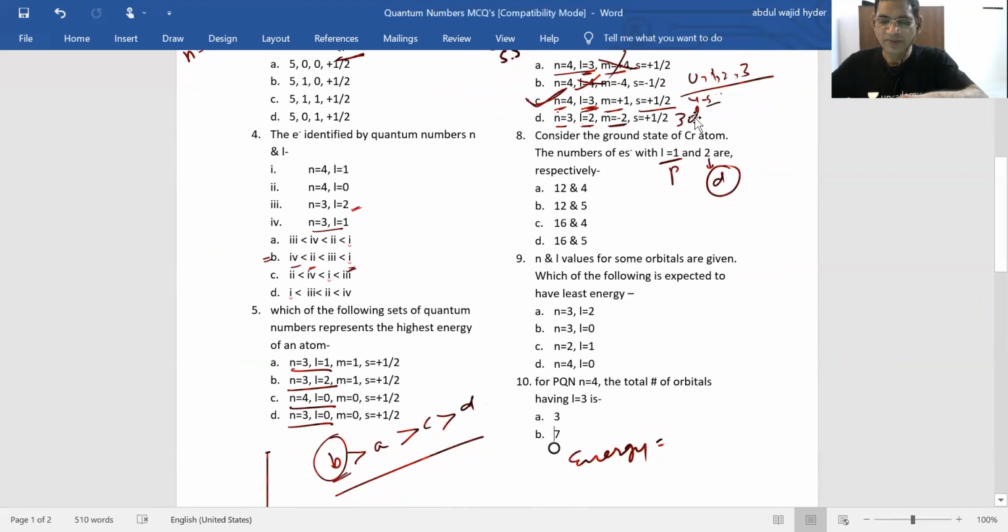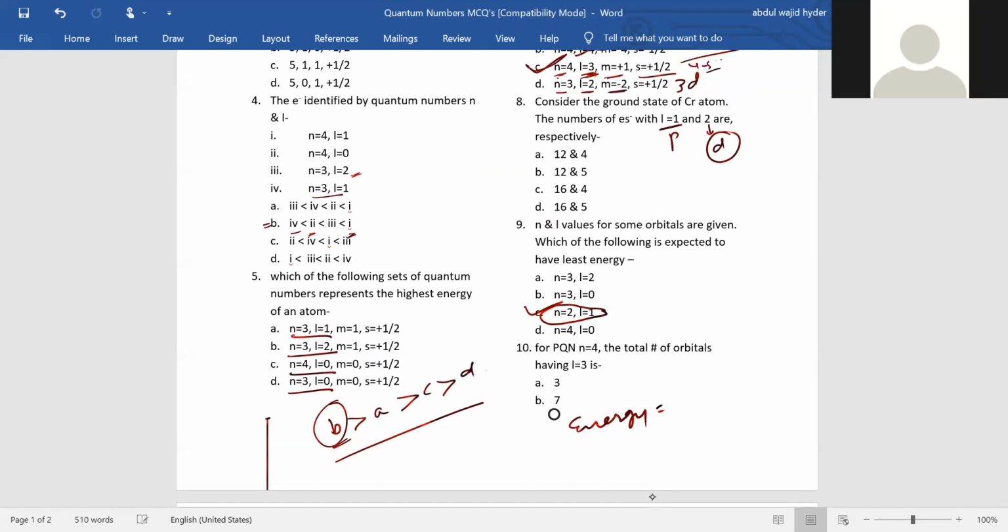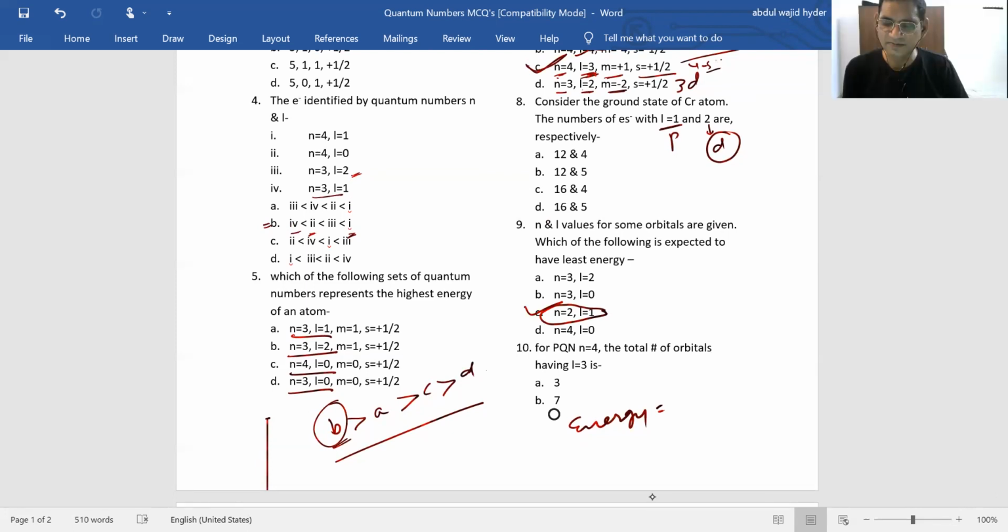Now see, N and L values for some orbitals are given. Which will have the least N value? This is having the least N value, so it will have the least energy. So this will be the answer, least energy.